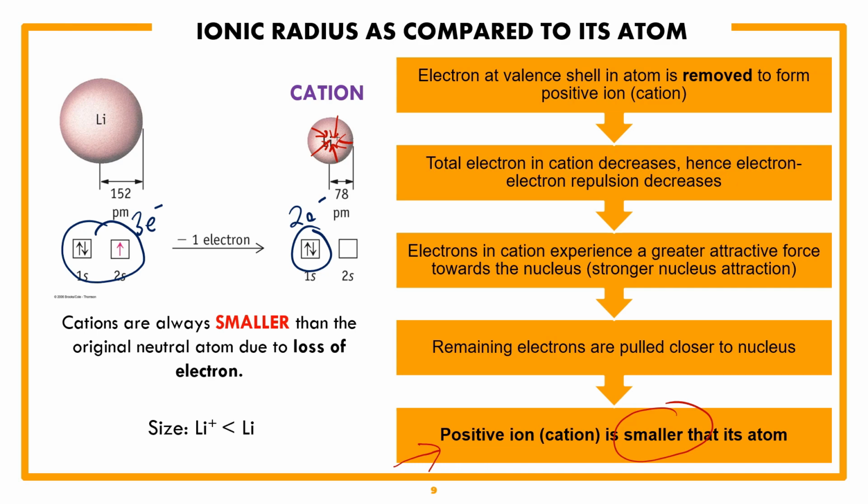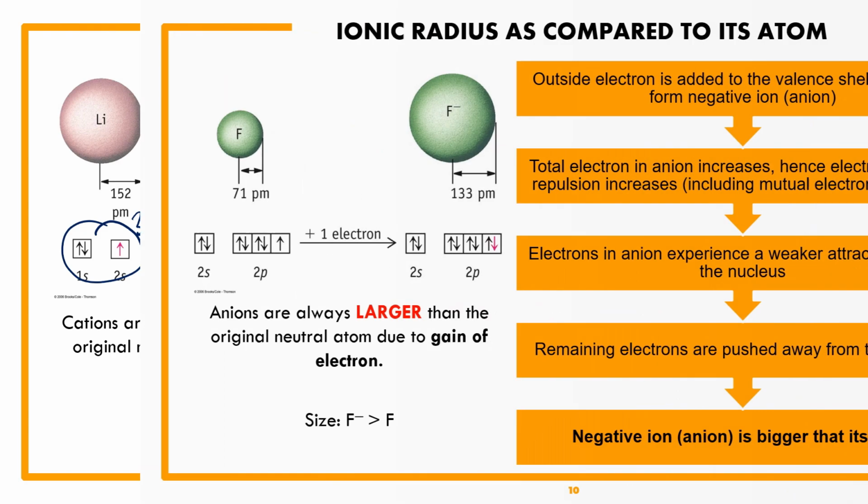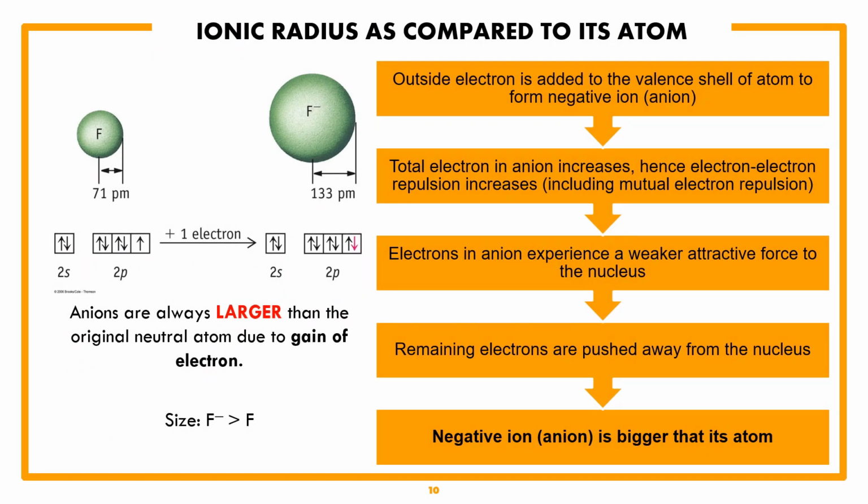So, from this explanation, we can see that it has something to do with Zeff. So, this is the way we explain the variations of the cation size as compared to its atom. In general, cations are always smaller than the original neutral atom due to loss of electron. In this case, the size of the lithium plus cation will be smaller than the original neutral atom. In comparing the size of the anion to its neutral atom, let's take fluorine as the example.